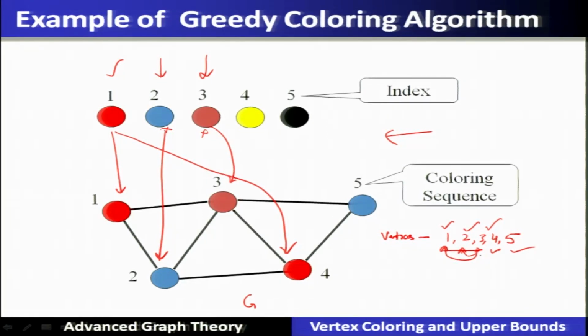Finally, we have to come to 5. Vertex number 5, its neighbors are 3 and 4. Let us see what colors 3 and 4 are assigned. So, 3 and 4 are assigned this color and this color. So, the smallest index color which is not used by the neighbors of 5 is 2. So, 2 will be assigned here. So, this becomes the greedy coloring algorithm.